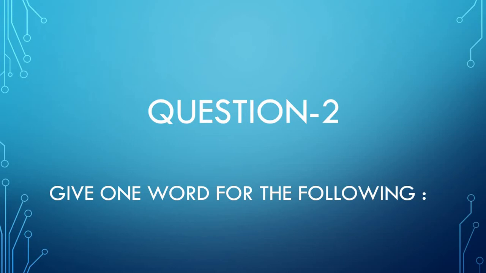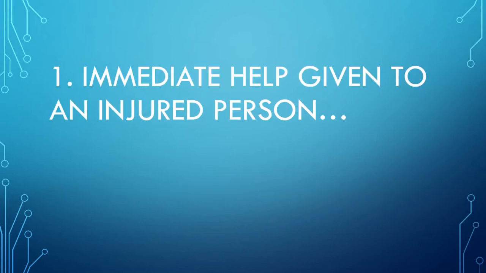Question 2, give one word for the following. This is a kind of answer in one word. I hope that you have written the heading question 2, and even if you have written the questions, you have to just write the one word answer. Even if you have not written the questions, you have to just write the one word answer. So question 1, immediate help given to an injured person.